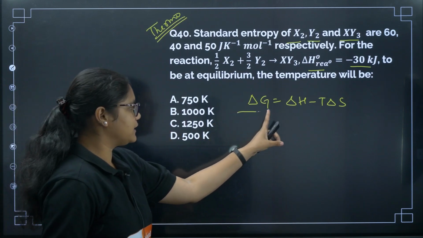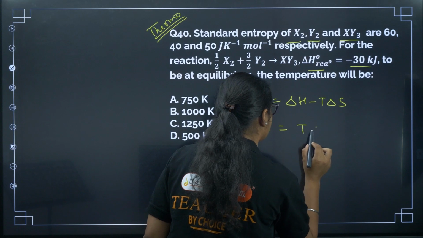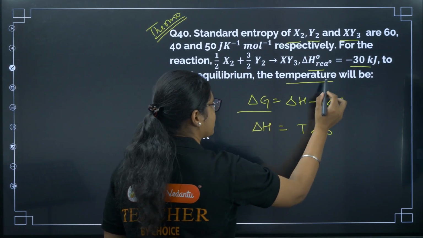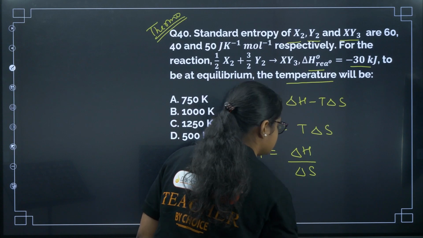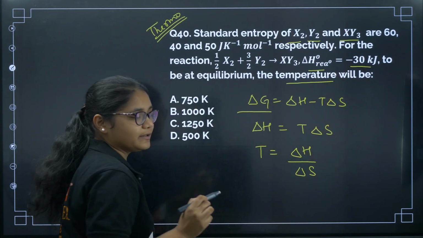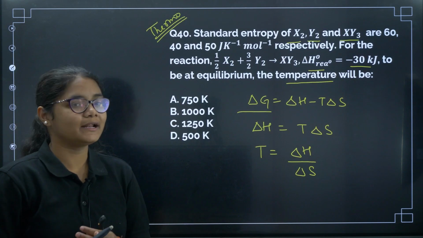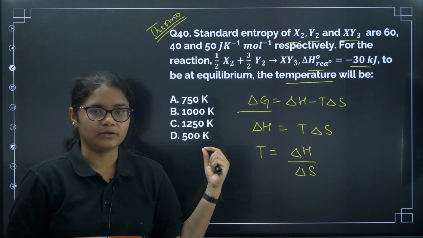So at equilibrium, delta G value is 0. So I can write delta H is equal to T delta S. The question asks you to calculate temperature, so temperature will be delta H by delta S. Now we have been given the delta H value already, but we need to calculate the delta S value. So how to calculate delta S value? Delta S value will be entropy of products minus entropy of the reactants.